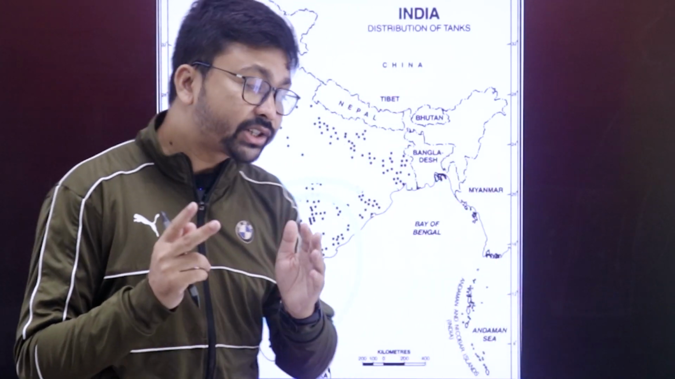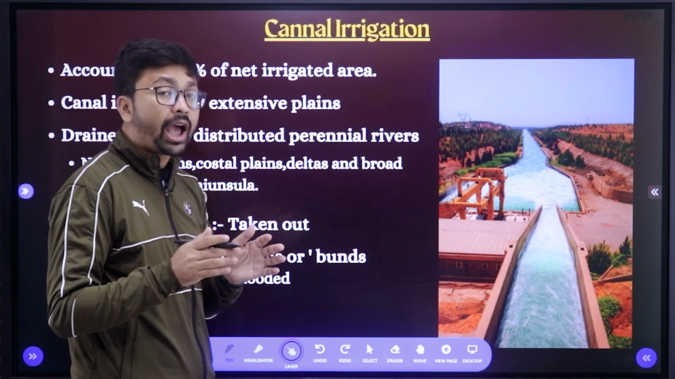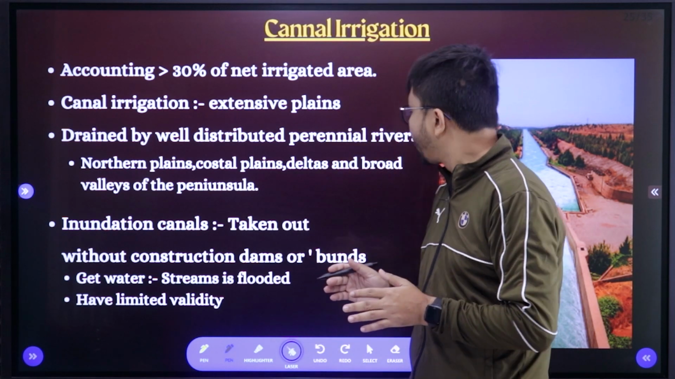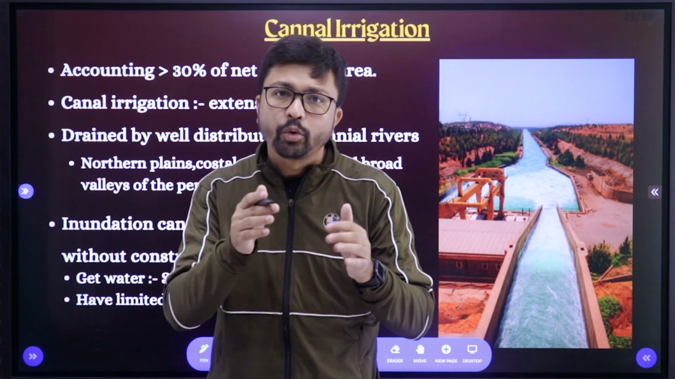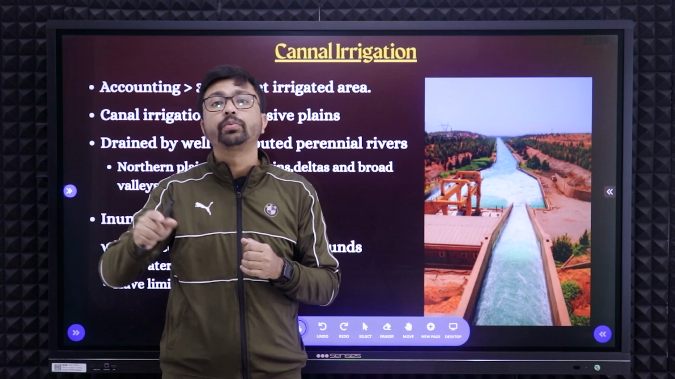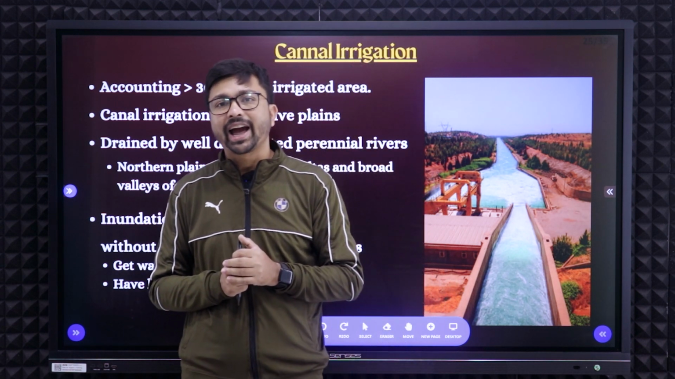Now one more method of irrigation is called canal irrigation. Canal irrigation is divided into two types: perennial canals and inundation canals. Now what is a canal? You need to know that first. Remember, canals connect the agricultural land with some river. So river water is taken and brought to the agricultural field. That process is called canal irrigation.